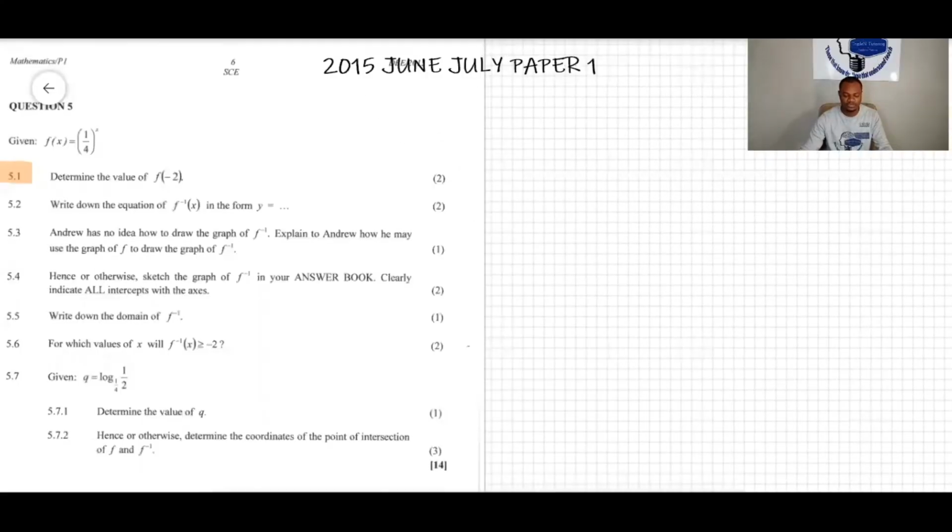Well, we have a question here. Question 5 says f of x equal to a quarter to the power of x. And then question 5.1 says determine the value of f of minus 2. So now here I'm going to write: 5.1 says we need to find the value of f of negative 2.